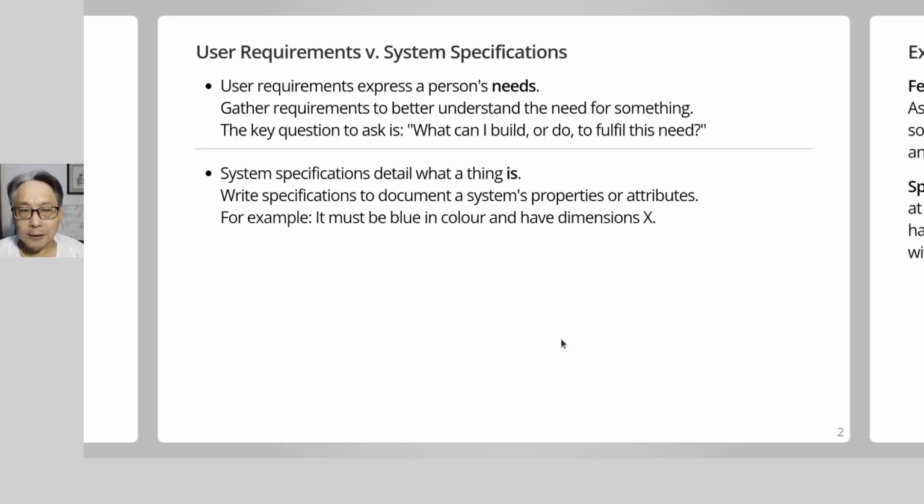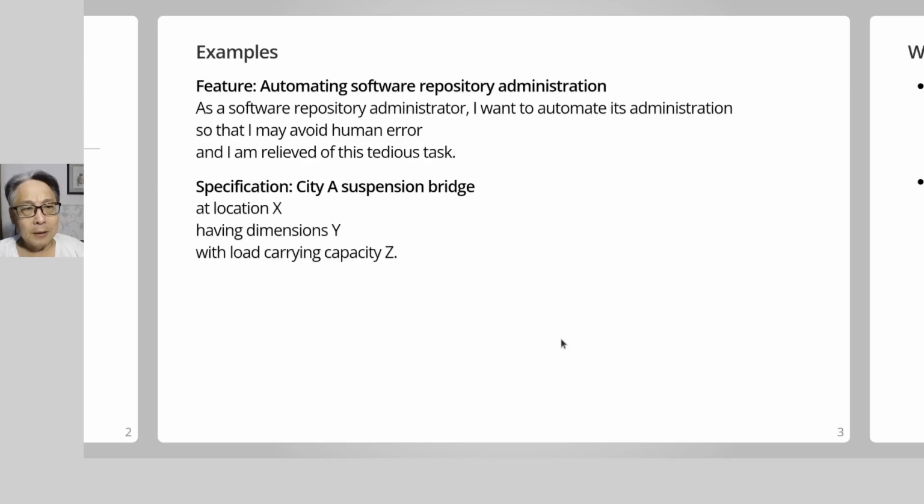On the other hand, system specifications talk about what a thing is. For example, this particular thing has certain attributes. It must be blue in color or have these certain dimensions. So here are some examples of a requirement, at least the requirement's title and description, and a specification.